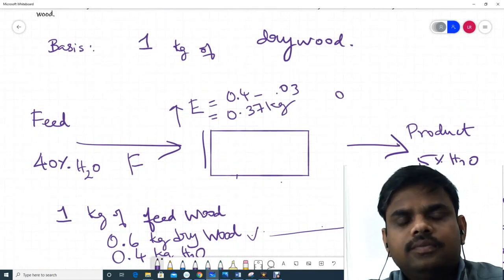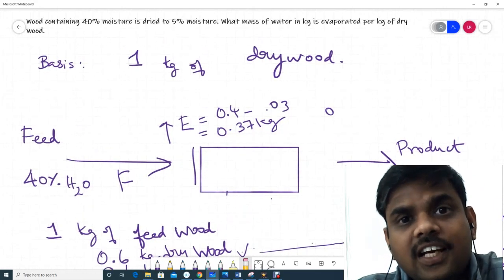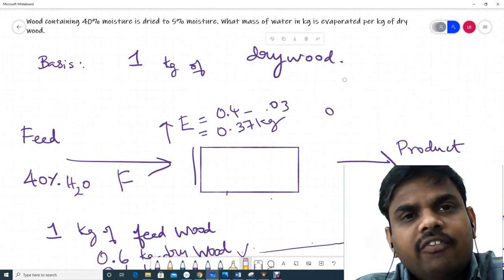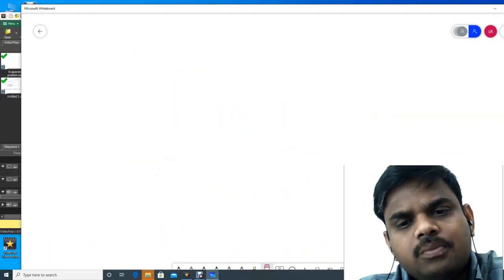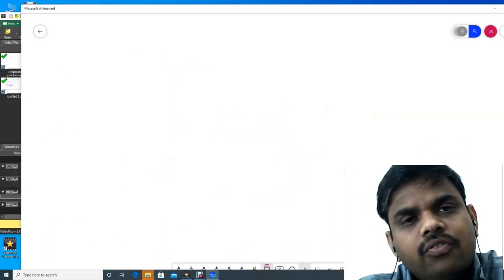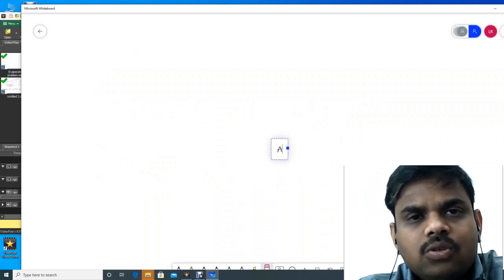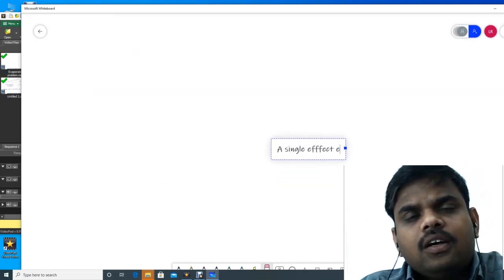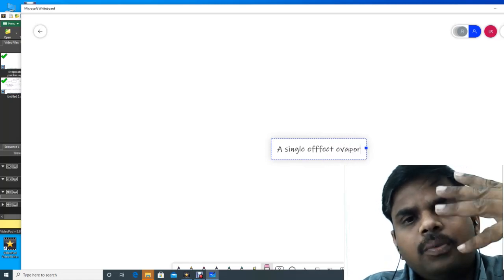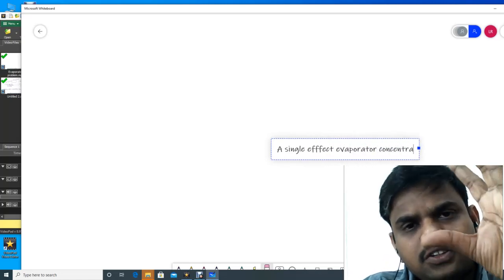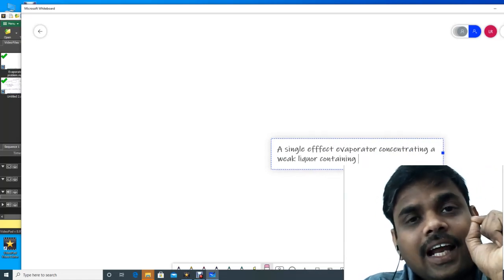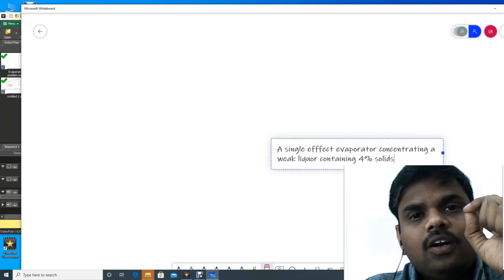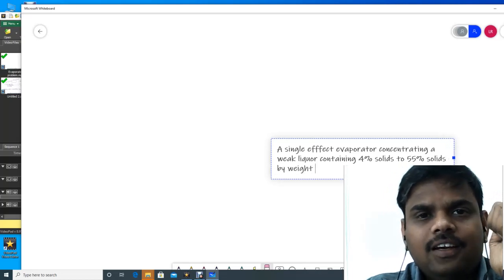A single effect evaporator concentrating a weak liquor containing 4% solids to 55% solids by weight is fed with 5000 kg per hour of weak solution. Calculate the evaporation rate and flow rate of thick liquor.